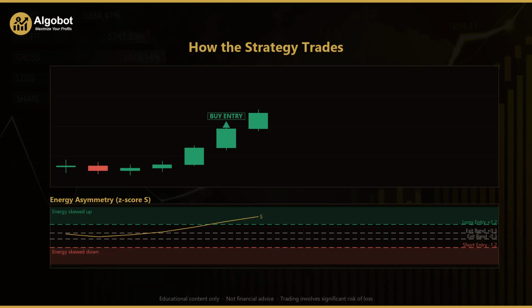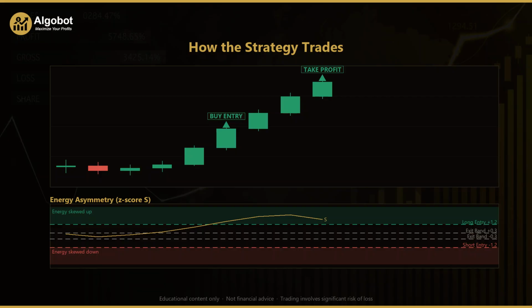This is the strategy detecting a persistent energy surplus on the buy side, conviction that is built up and, by its hypothesis, hasn't fully expressed itself in price yet. That's where the buy entry marker appears. At that moment, the EA measures the average true range and places a stop below the entry at 2 times the ATR, with a take profit set at 1.6 times that stop distance above the entry.